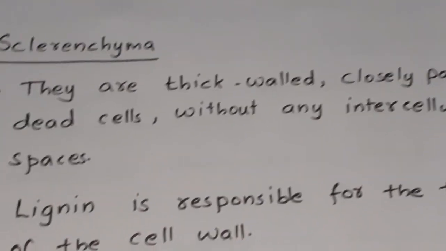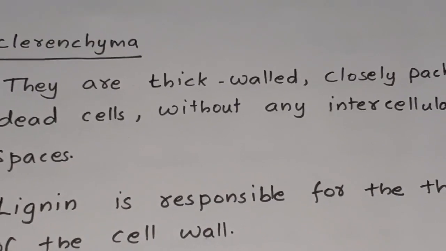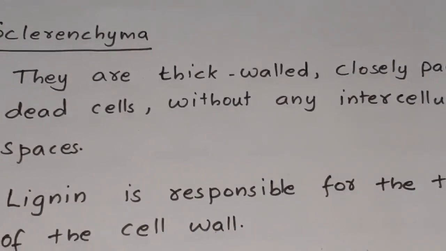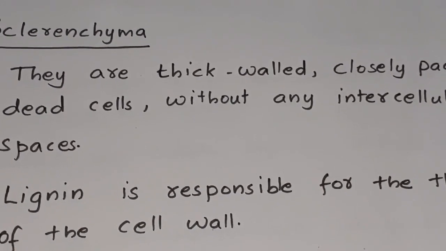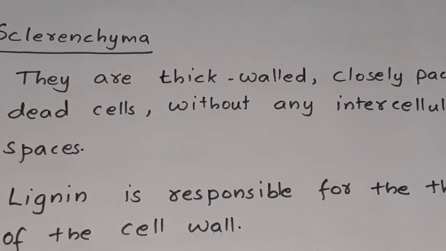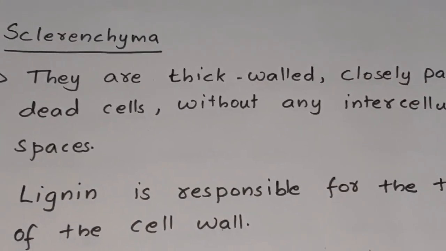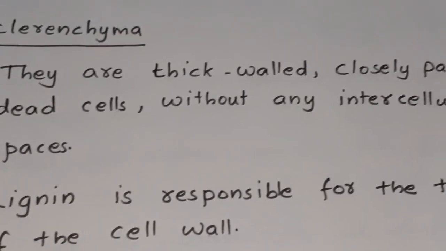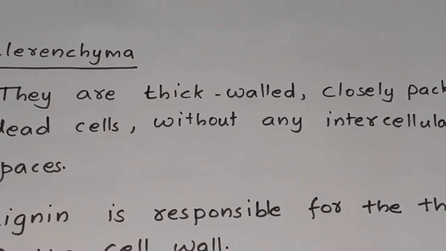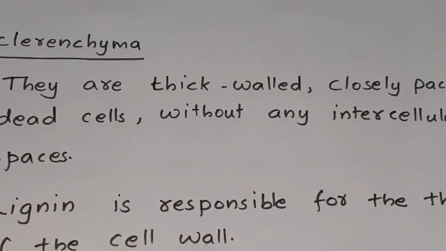In sclerenchyma, all the cells are dead cells without any intercellular spaces. They are tightly packed, closely packed, dead cells. You need to keep in mind that in sclerenchyma, the cells are dead. We know that plants are living, but here in sclerenchyma, the cells are dead.